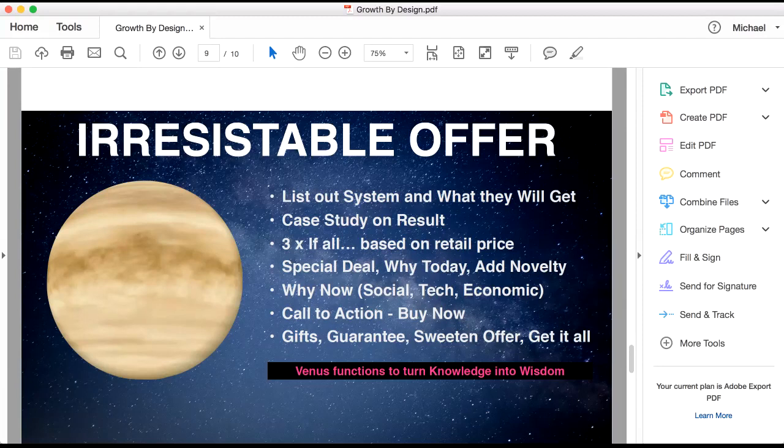Then you need a special deal, a why today, and add a novelty. I'm not a big fan of discounting. I think if you discount, then what you're saying is my stuff's not worth as much as it should be. I would rather do a special deal by saying, if we package things together and we add this and this and this, this is actually going to be my special deal today.